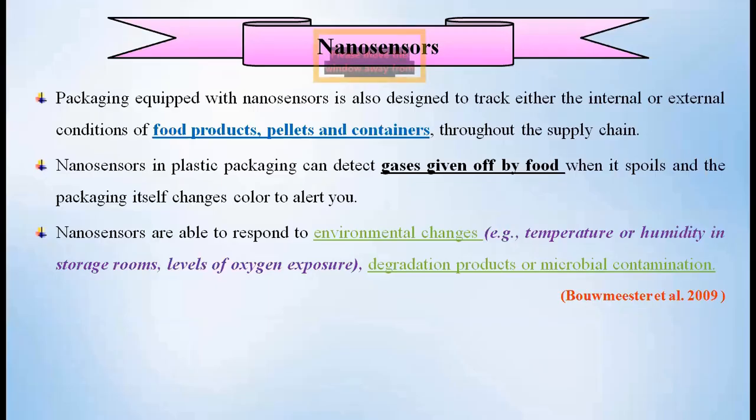That is, as I said, food respires after harvesting. Each fruit, when we pluck it from the tree, starts respiring from that point. So when it gets spoiled, the packaging itself changes color to alert you. Nanosensors are able to respond to environmental changes, that is temperature or humidity in the storage room, level of oxygen exposure, or degradation products of microbial contamination.